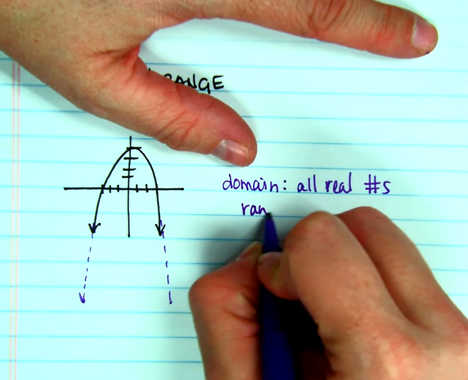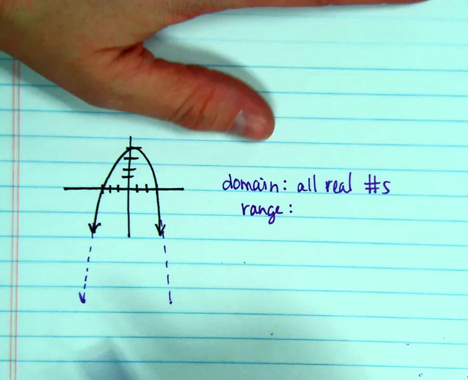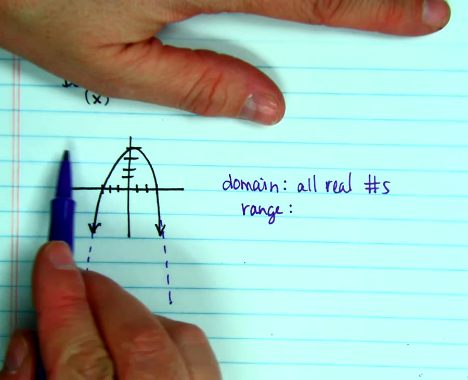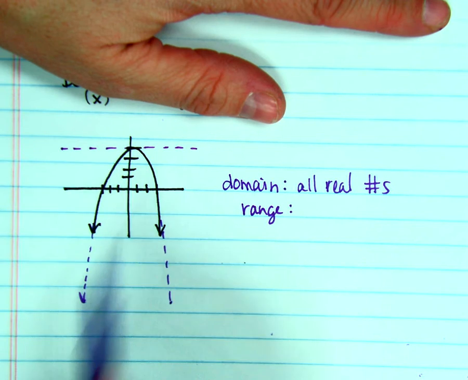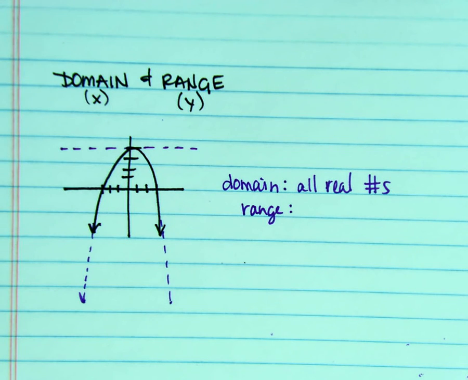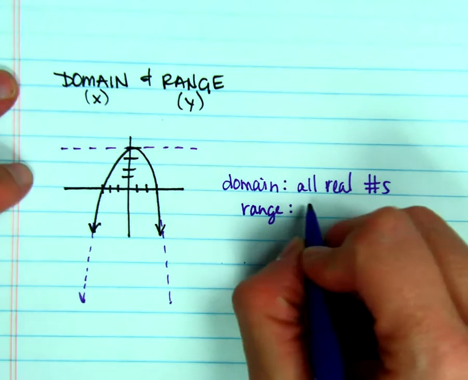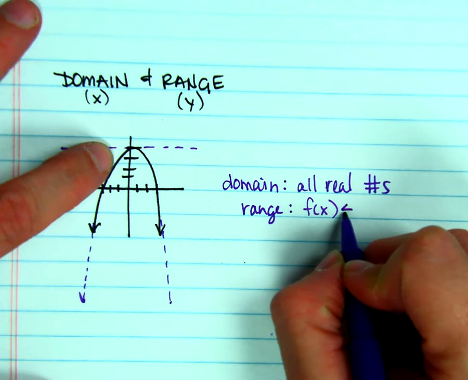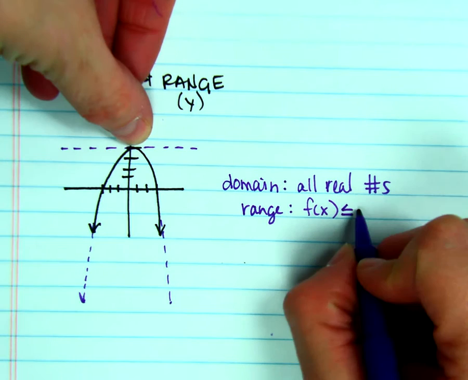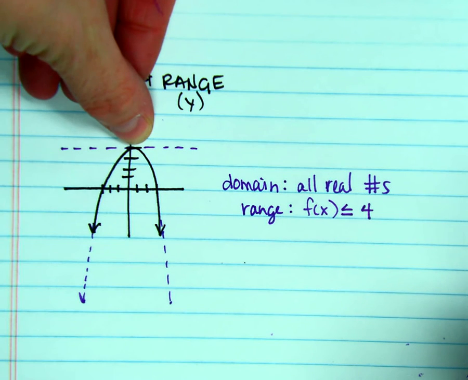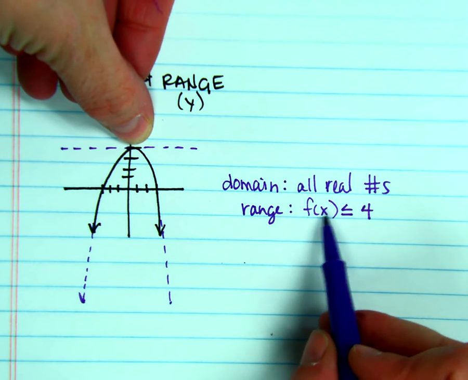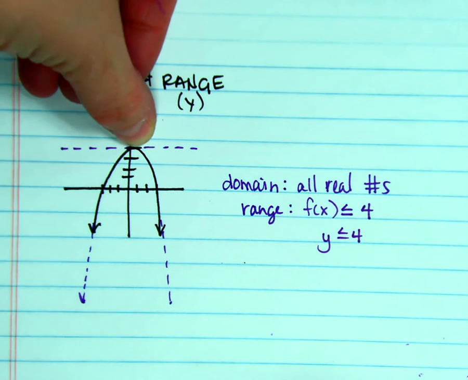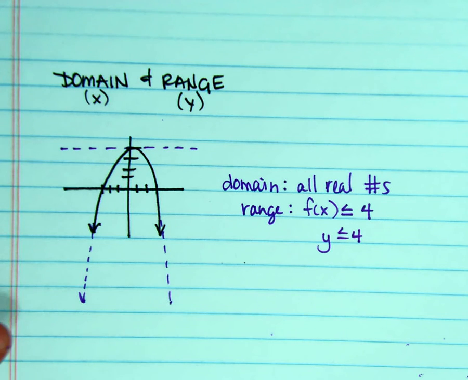But the range is where it's going to change a little bit. The range is how far you are on the y-axis. So that's as high as we can go for the y-axis. So my range is that f of x, remember that's another way of saying y, has to be less than or equal to, in this case it is going to be 4. So f of x, or y, has to be less than or equal to 4. Do another one of those.